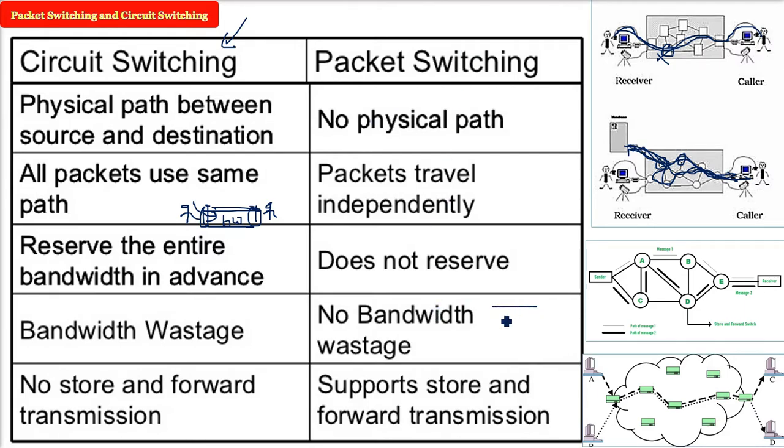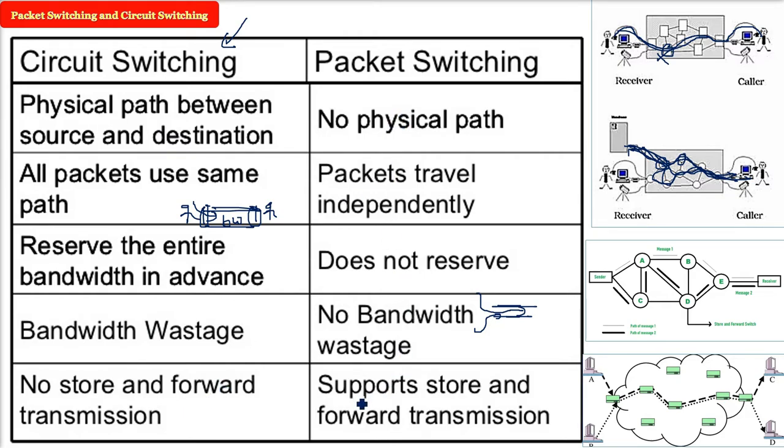Now, the other difference between circuit switching and packet switching is the bandwidth wastage. In packet switching, there is no bandwidth wastage. Bandwidth, you can think of as a pipe. How much the width of the pipe is, that decides the bandwidth. So bandwidth is wasted in circuit switching, not in packet switching.